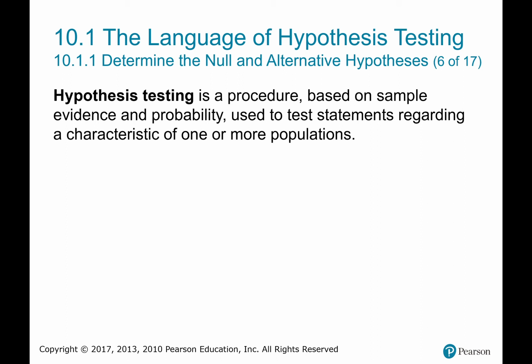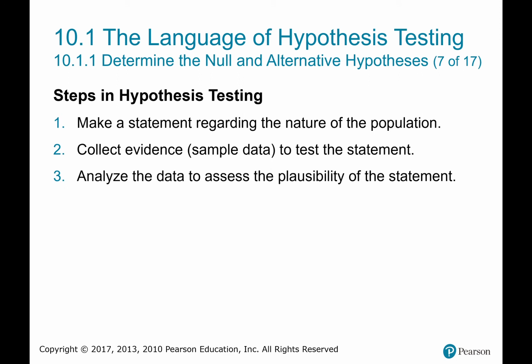So hypothesis testing is a procedure based on a sample, evidence, and probability used to test statements regarding the characteristic of one or more populations. So the whole process, once you do everything, is called a hypothesis test. Steps in hypothesis testing. You make a statement regarding the nature of a population. So you decide if it's less than, greater than, or not equal to. You collect evidence, and then you analyze it using a calculator. And then you basically decide based on the evidence, with your significance level, whether or not you can keep your claim or make your claim with whatever confidence that you have.